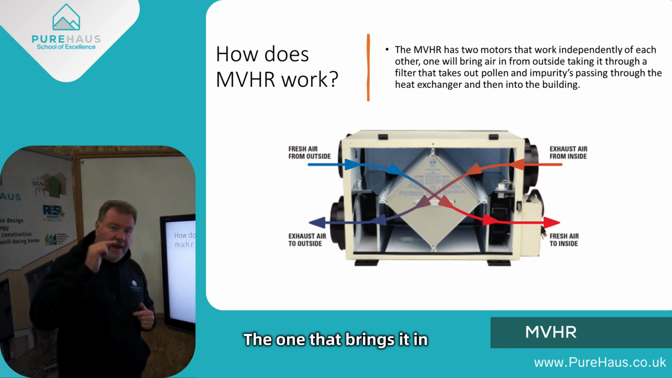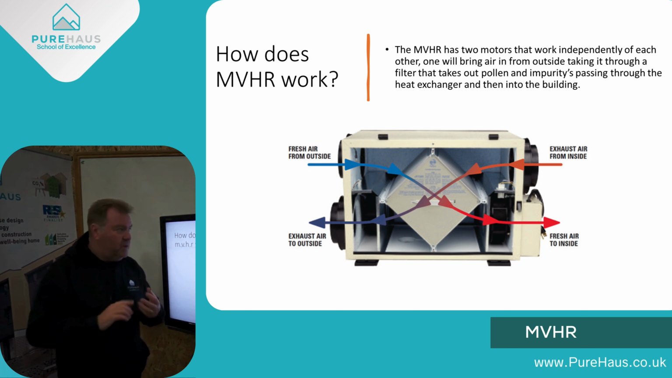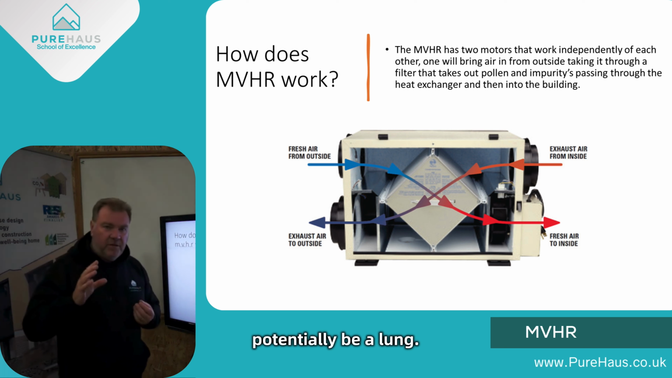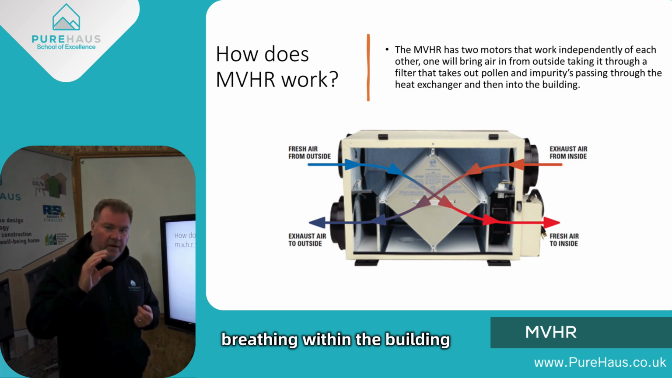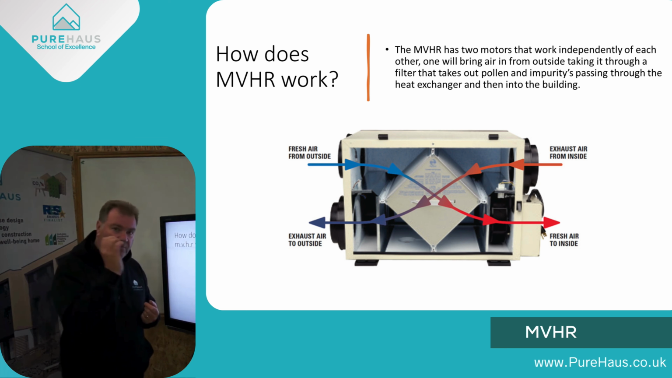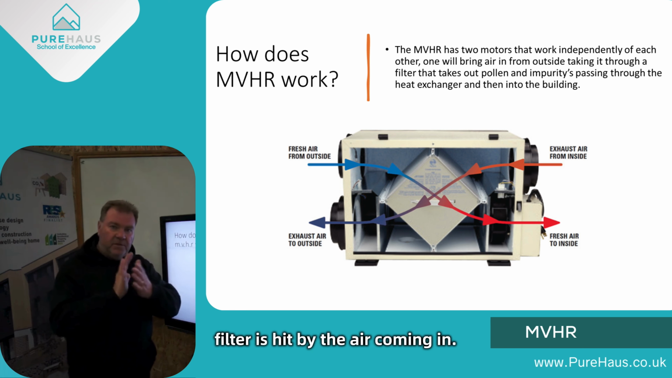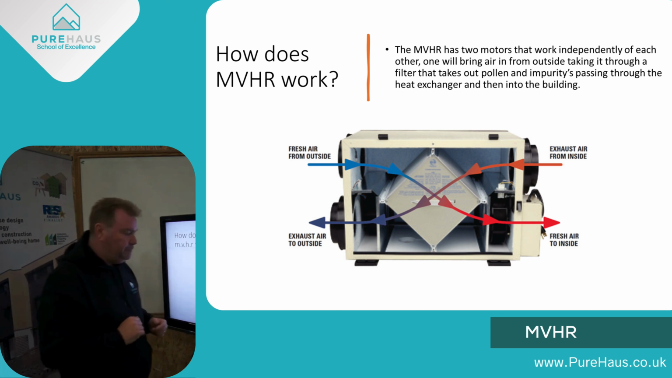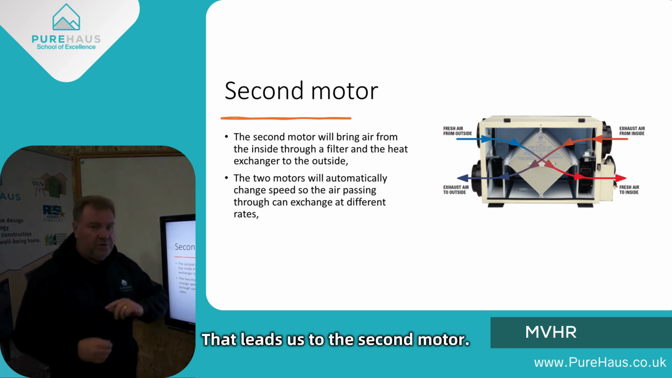The one that brings it in has a pollen filter, or a filter that is going to take out all the pollen, dust, anything that could potentially affect our breathing within the building. It is filtered out as that first motor, or that first filter, is hit by the air coming in. That leads us to the second motor.